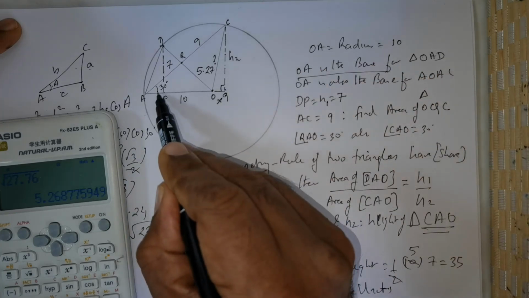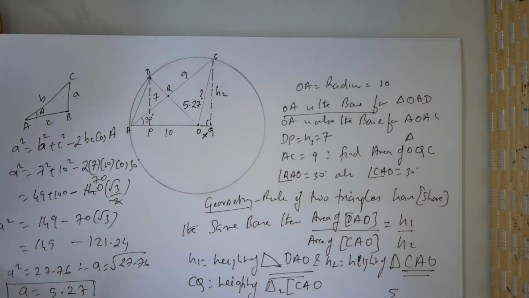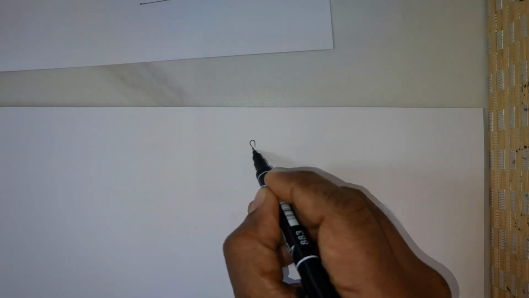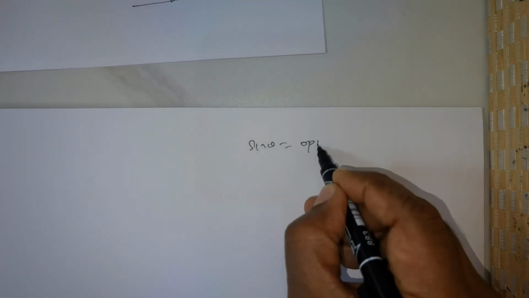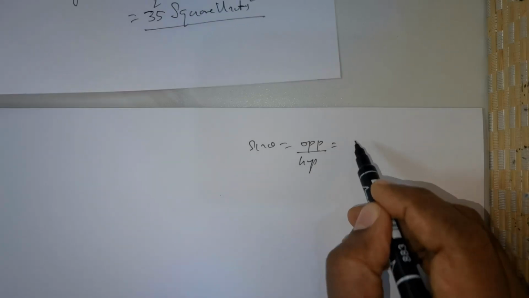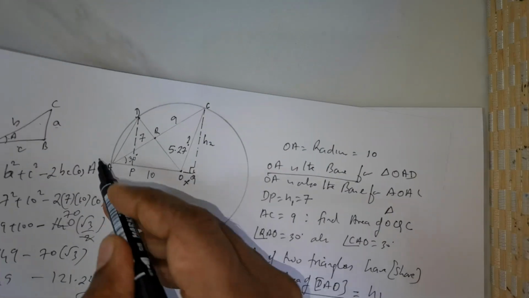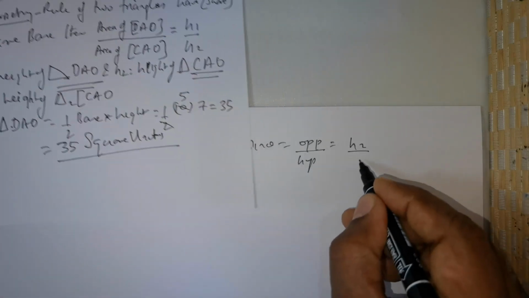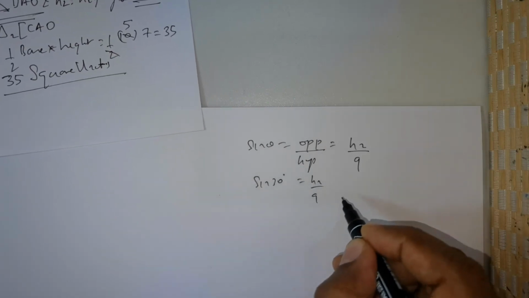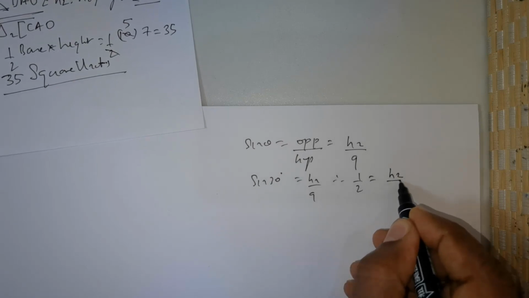Now, since I know this to be 30 degrees, let me just use this space here. Sine theta is opposite side divided by hypotenuse. So my opposite side is h2, my hypotenuse is 9 units. So sine 30 is h2 divided by 9. Sine 30 is 1 over 2. So you have h2 divided by 9.